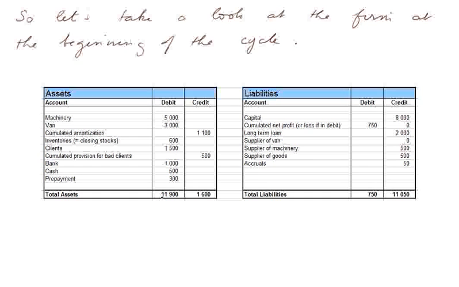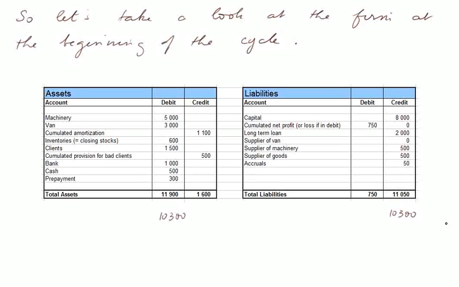We may also observe that the total debit minus the credit on the asset side is 10,300. And the total credit minus total debit on the liability side is also 10,300. Therefore, this balance sheet is properly balanced, as it should be.